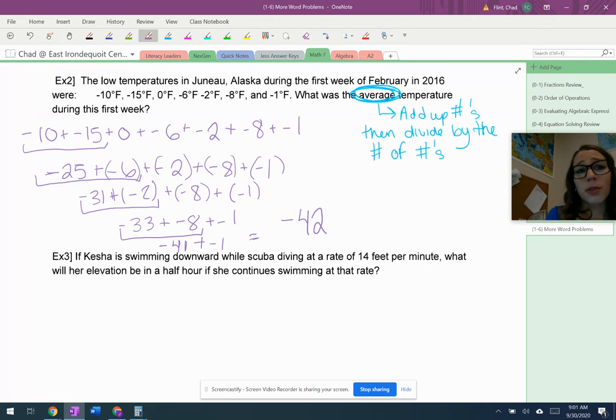So we've got our total. So we added up the numbers. Now we need to divide by the number of numbers. So let's go back and count how many numbers I had. 1, 2, 3, 4, 5, 6, 7.